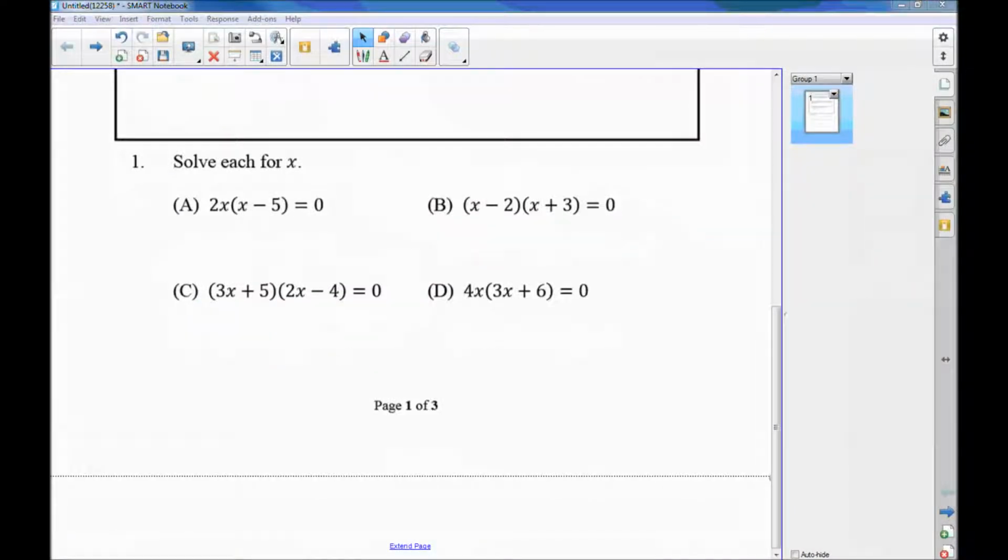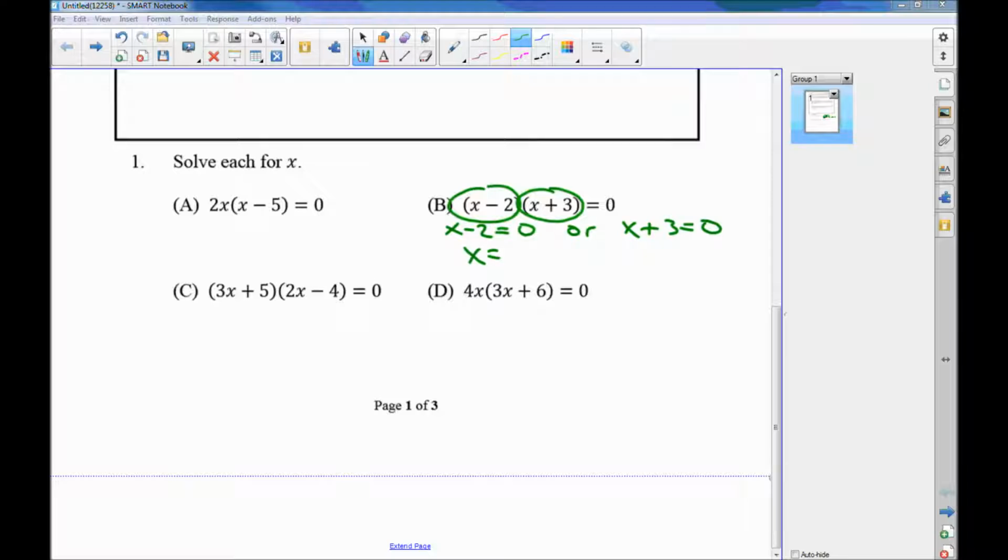Okay. All right, on part B, we have two expressions multiplied together to make 0. So since two things multiply to make 0, one of them must be 0. So we solve each one separately. So either x minus 2 could be 0 or x plus 3 could be 0. So if we solve this one, we get 2. And over here, we get negative 3. So there are two answers that make this work.